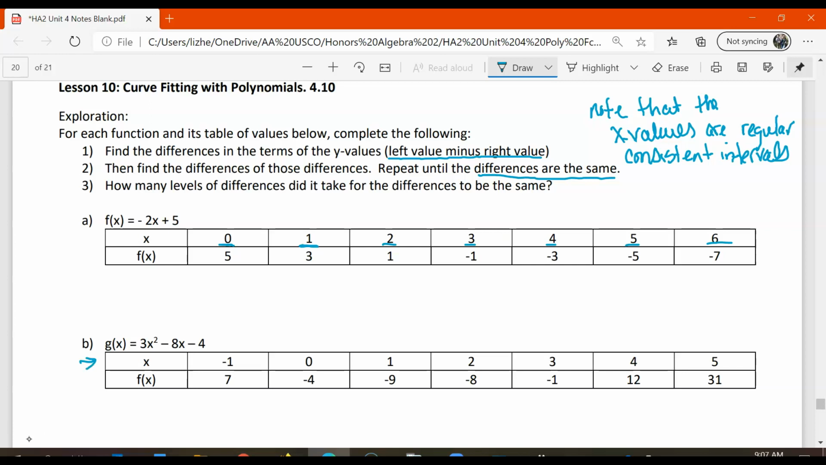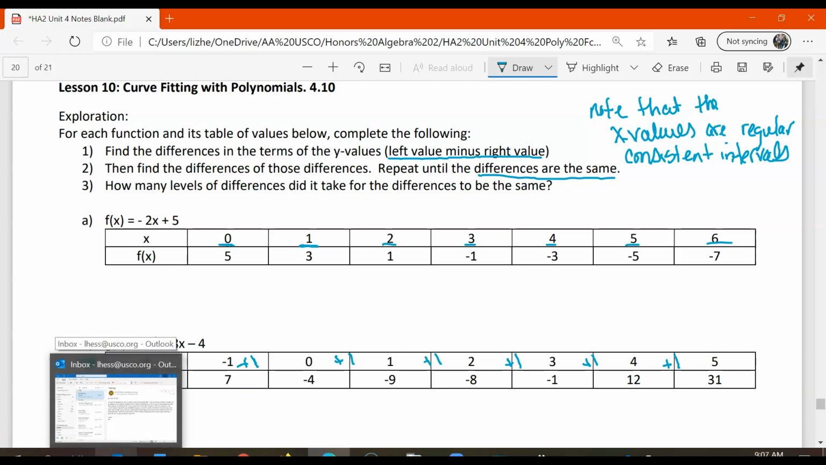The same is true for these x's. We increase by 1 each time. Add 1, add 1, add 1. And in order to do what we're going to do here, it is very important that the x's are at regular intervals. For the next one, it's the same, by 1.